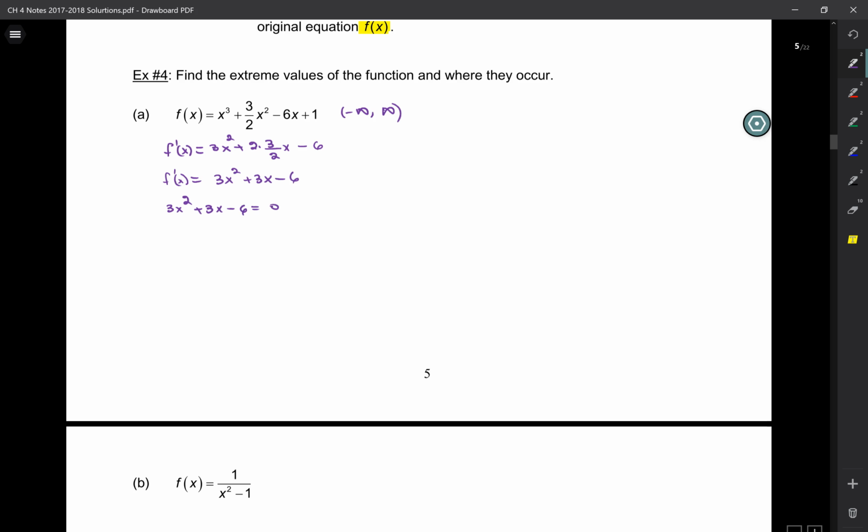Can we divide? Yeah, what can we factor by? 3. So we get x squared plus x minus 2. Now this is 3 times x plus 2, x minus 1 equal to 0. Now, for what values of x then is this going to be 0? X equals 3, negative 2, and 1. X equals negative 2 and 1.